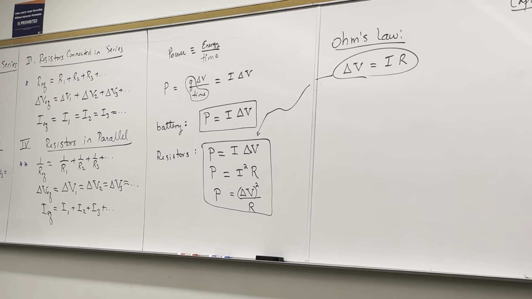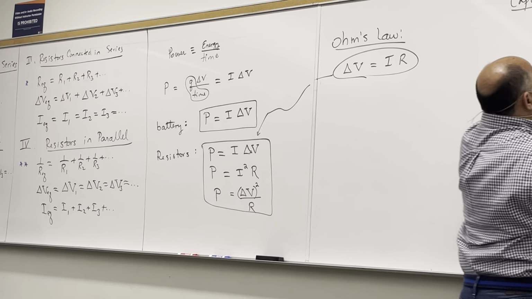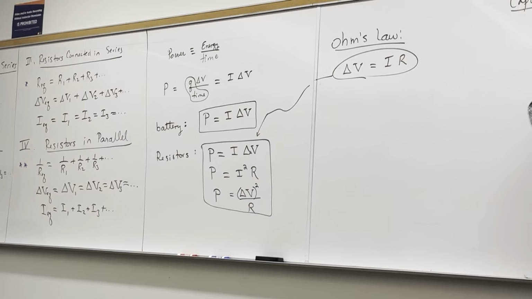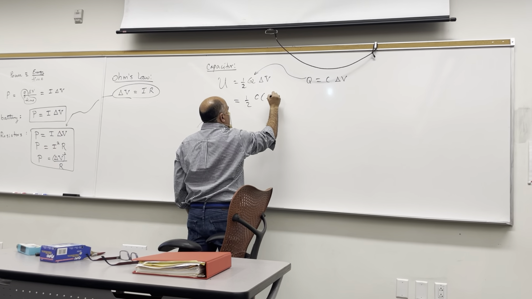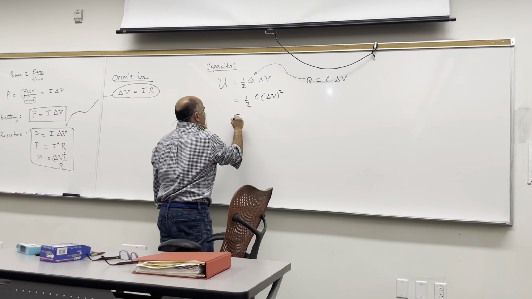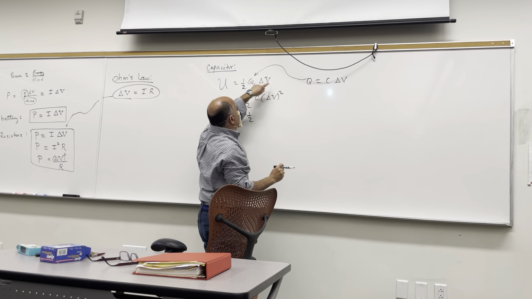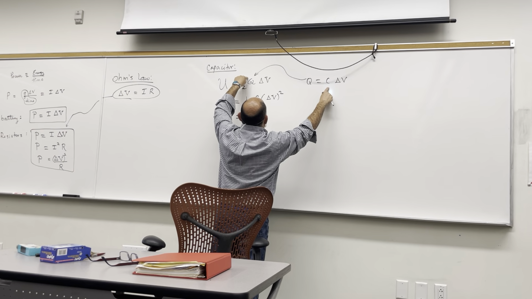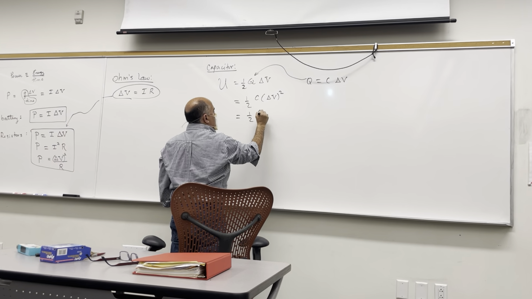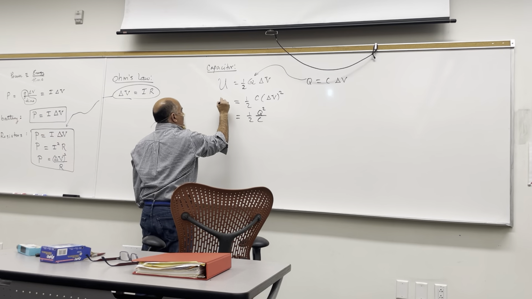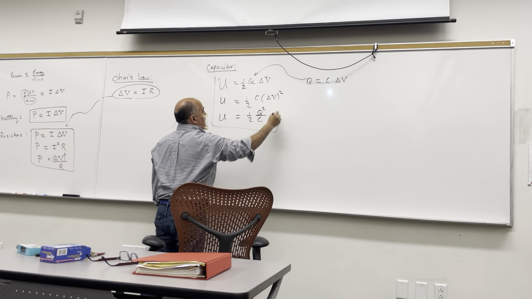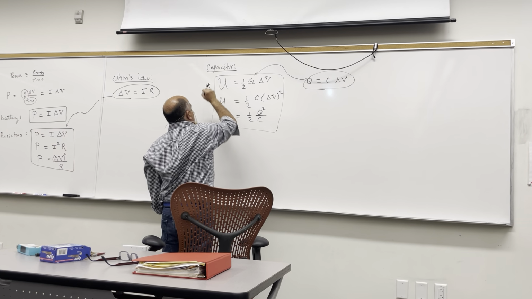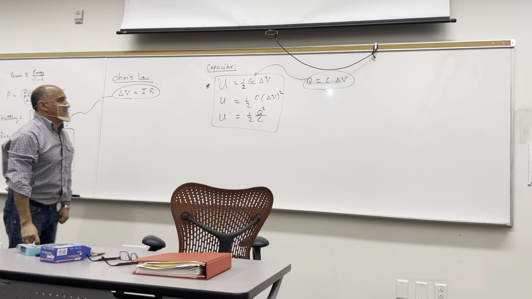So if I take this and I plug it in here, I'm going to get 1/2, and then if I replace Q by this, I'm going to get C times delta V squared. But also, I could replace the voltage in this expression by Q over C. And so it would be 1/2 of Q times Q over C, so that would be Q squared over C. So we have three formulas for the energy stored in a capacitor, right? By combining this equation with the master equation for capacitors.